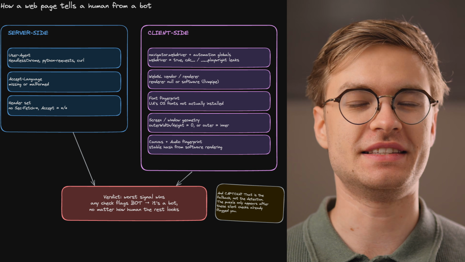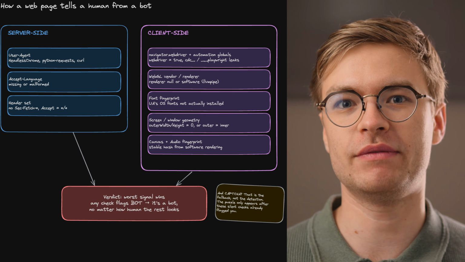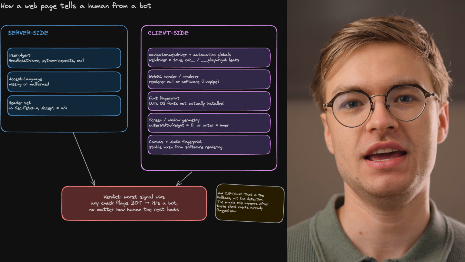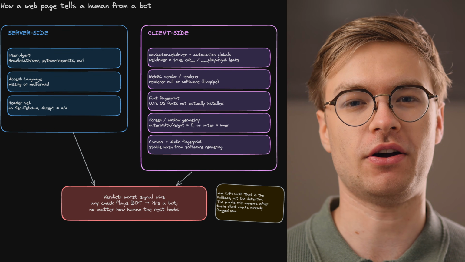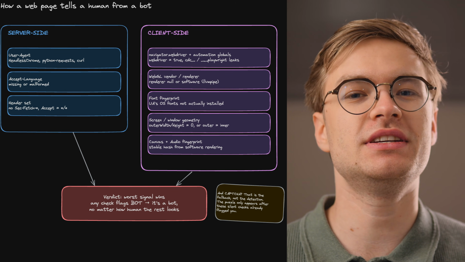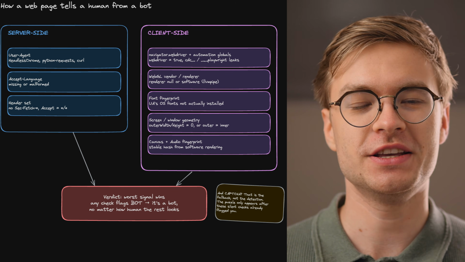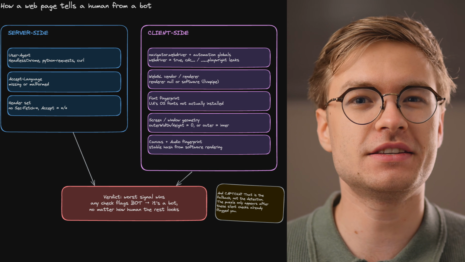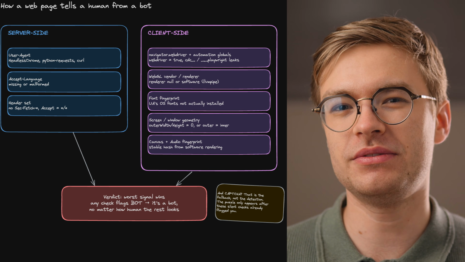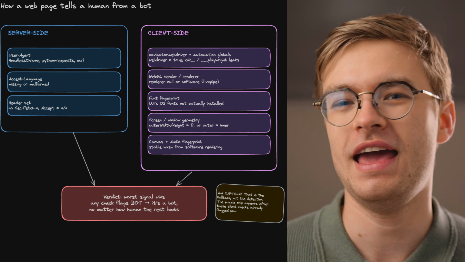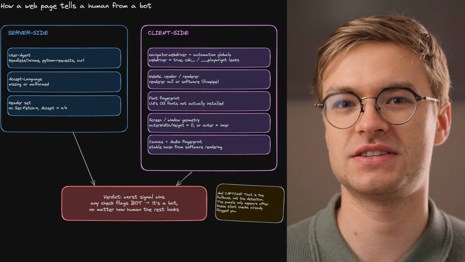What's important to realize is that bot detection is not one clever check that catches a bot. It is a stack of small signals that all have to agree with each other. You might have seen a CAPTCHA before when you're trying to submit a form or something like that. This is a way to check for bots, but a lot of these smaller signals are hidden from you, and you might not even realize that they exist.